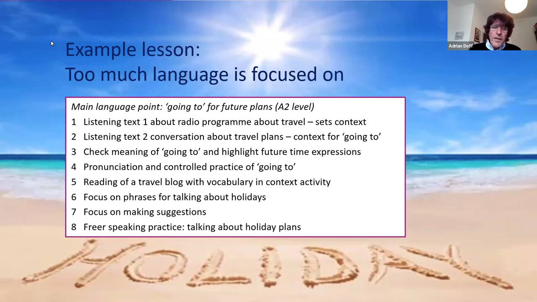Then there was another focus on phrases for talking about holidays, things like go sightseeing, for example, go sunbathing, and so on. And then there was another focus, which was on making suggestions. Why don't we, shall we, expressions like this. And then finally, there was a free speaking practice where students talked about their holiday plans. What seemed to me to happen was that by the end of the lesson, there had been simply too much going on here and students' attention was cutting out and they weren't really using the language that they were supposed to be using by the end.